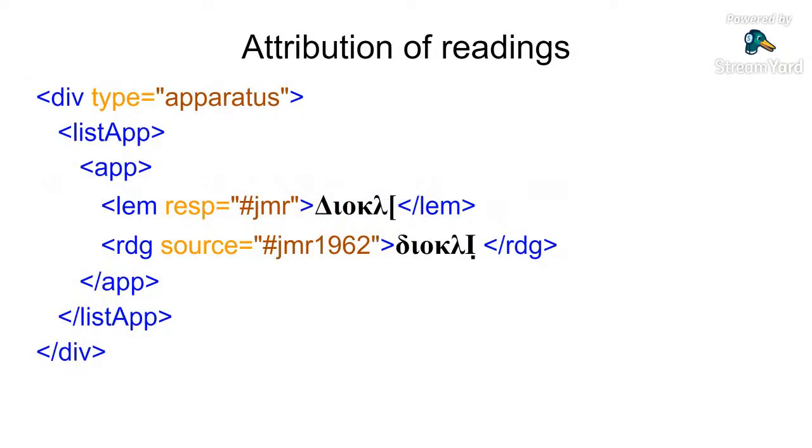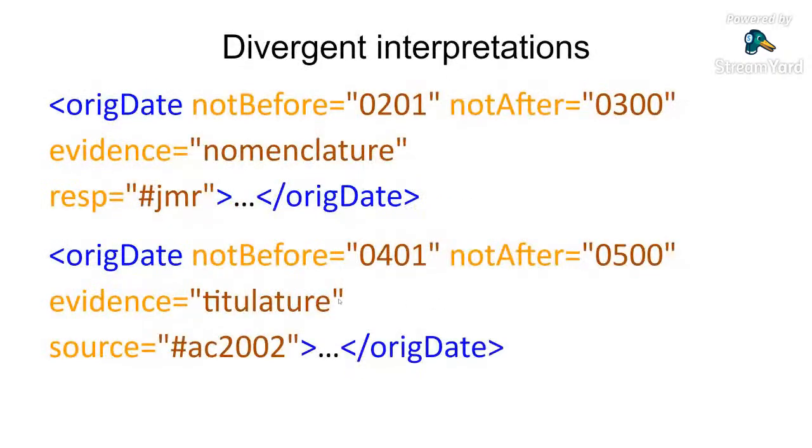In the apparatus, we might want to attribute a previous reading to a published source rather than to an editor's name, like we have here. The distinction being that we use the @resp when we are referencing a person, and the @source attribute when we are referencing a published source, a publication. For divergent interpretations in dating, for example, we use the same principle: @resp when we have a person and @source when we have a publication.